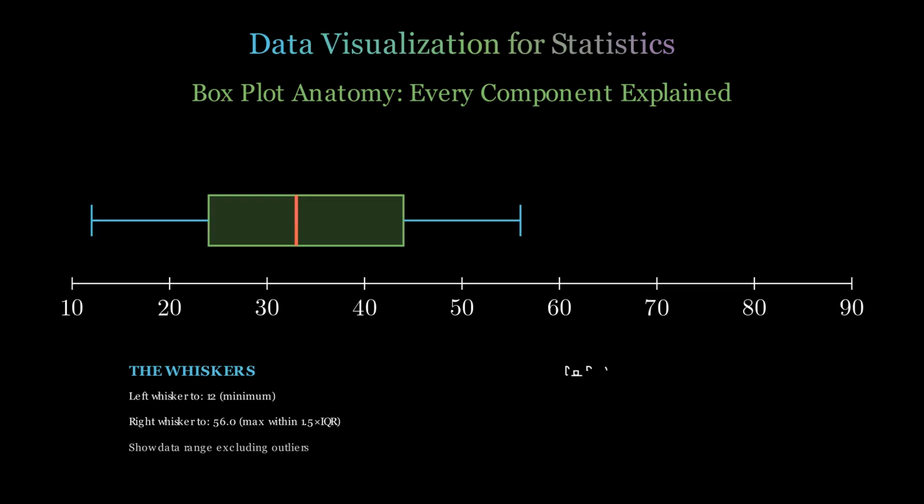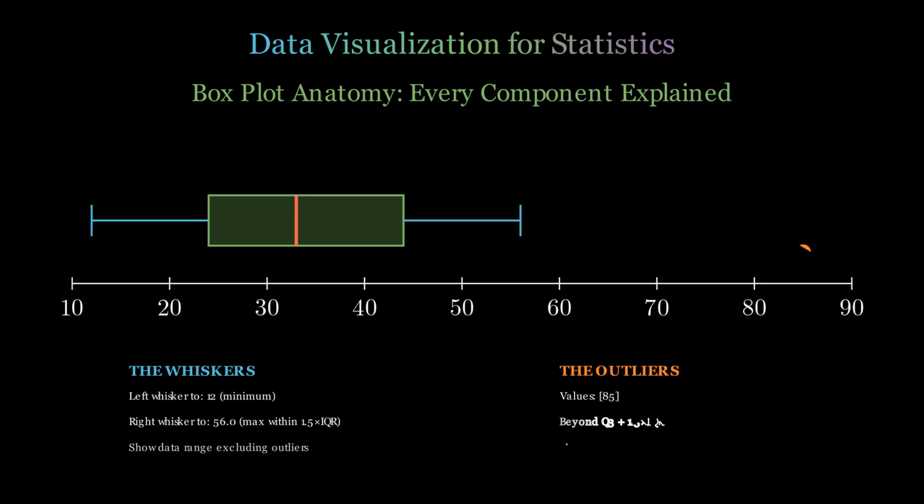Finally, outliers are plotted as individual points. In our data, we have outliers at 85. These values exceed Q3 plus 1.5 times the IQR, making them statistically unusual.